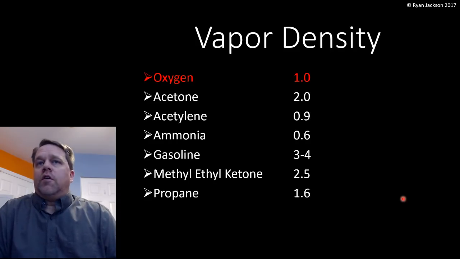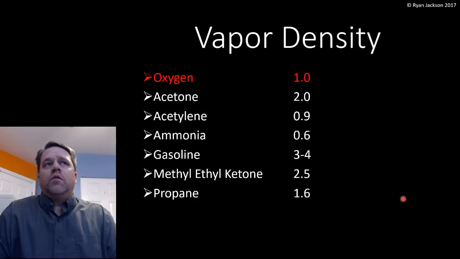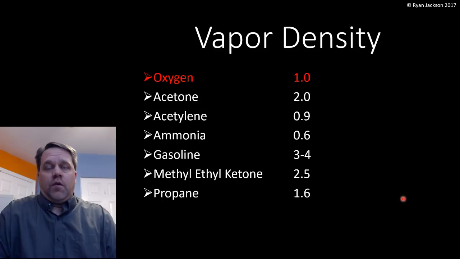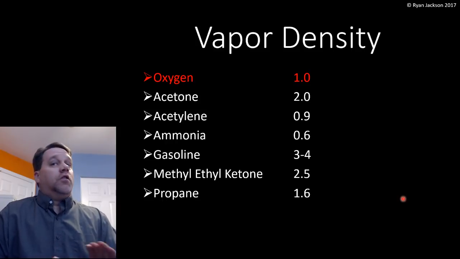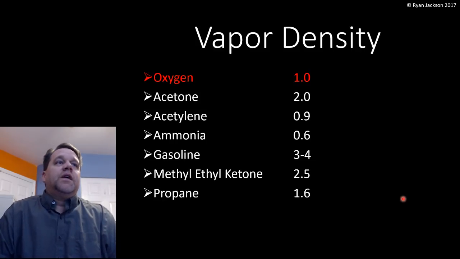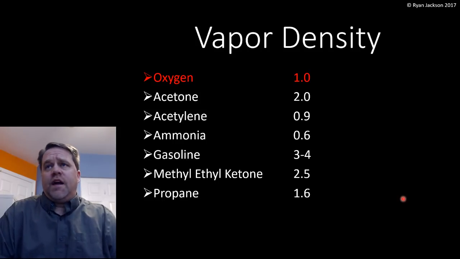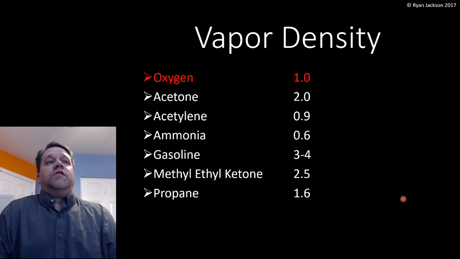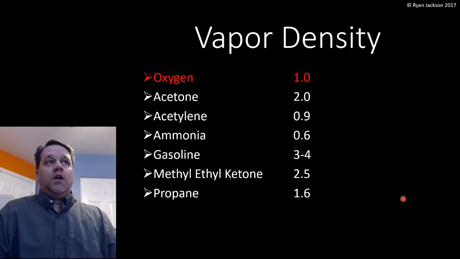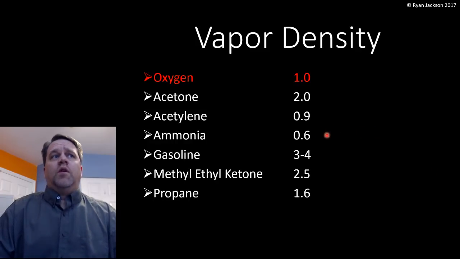Let's look at a couple of common ones. As I said, oxygen or environmental air is 1.0. Acetone is 2.0. So if I have an area that I'm classifying due to the presence of acetone, I'm going to be much more concerned with the area near the floor than the area by the ceiling, because it's a heavier than air gas. Compare that with acetylene, which is the opposite. Acetylene has a vapor density or specific gravity of 0.9, meaning it's lighter than air, and therefore if I'm in an acetylene-enriched environment, I'm going to be more concerned about the ceiling than the floor. Likewise with ammonia, that's 0.6.